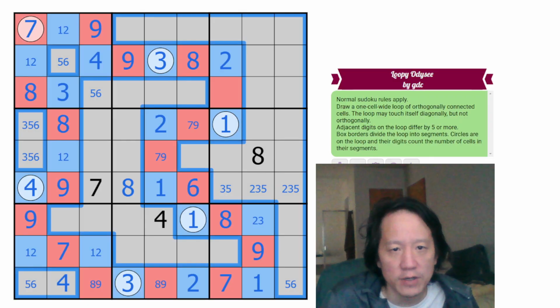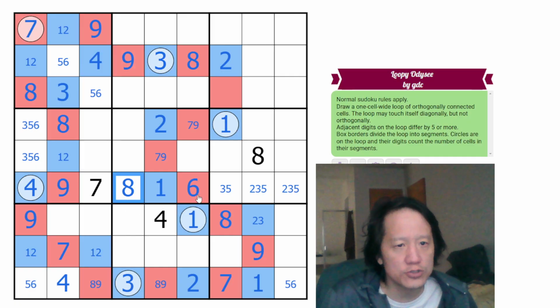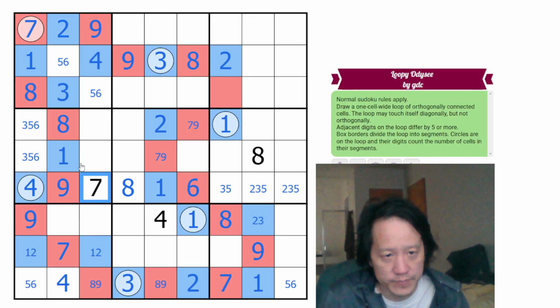So that's the loop in a nutshell. This is the loop. Now we just do Sudoku from here. This can't be 2, so this is 1. This can't be 1, so this is 2. Which makes that a 1.